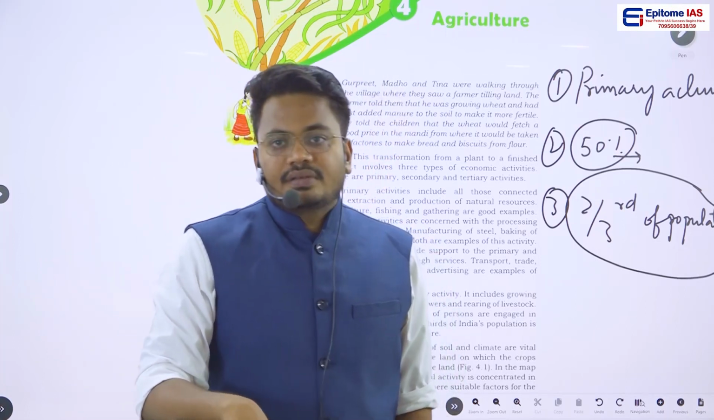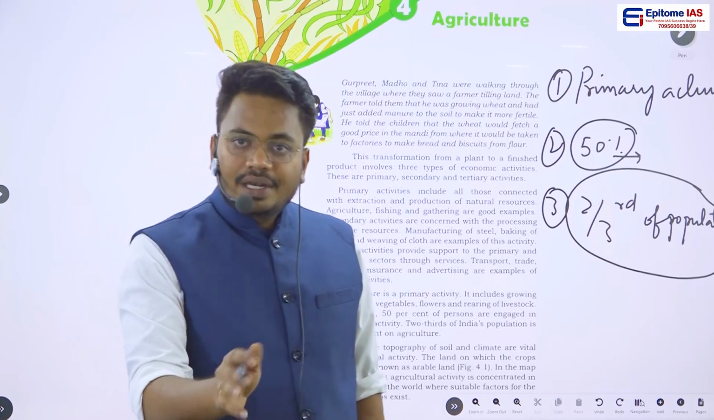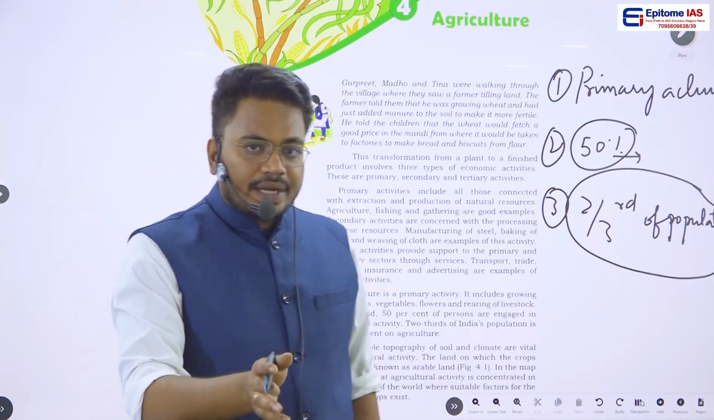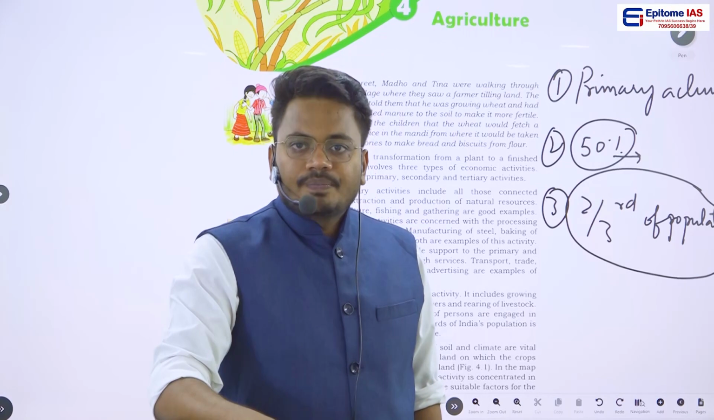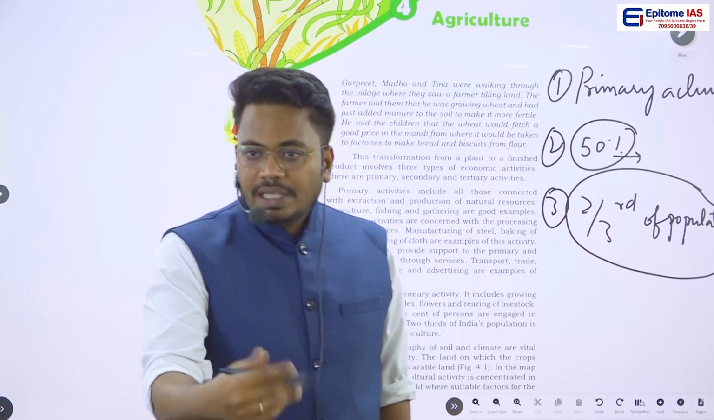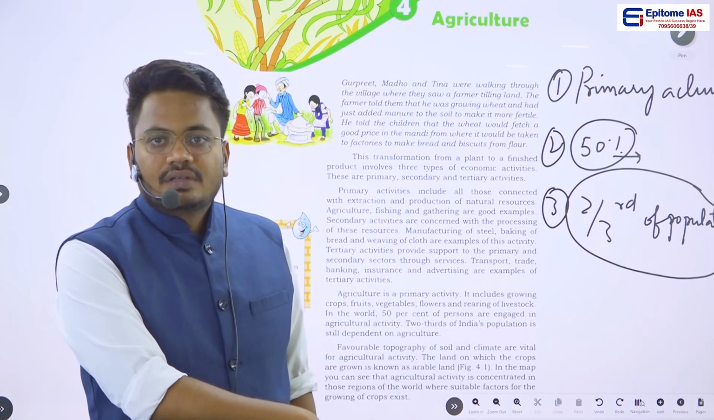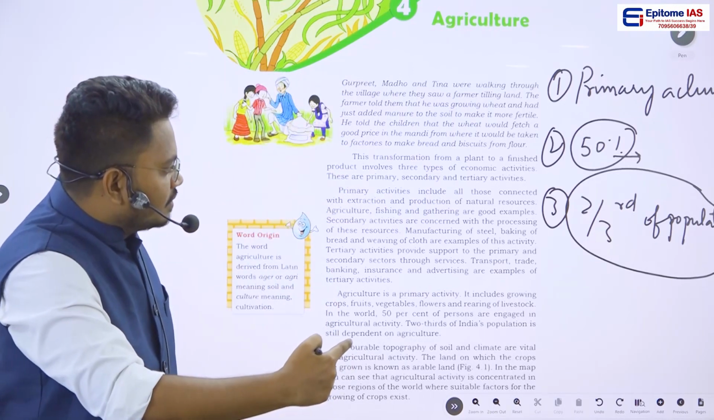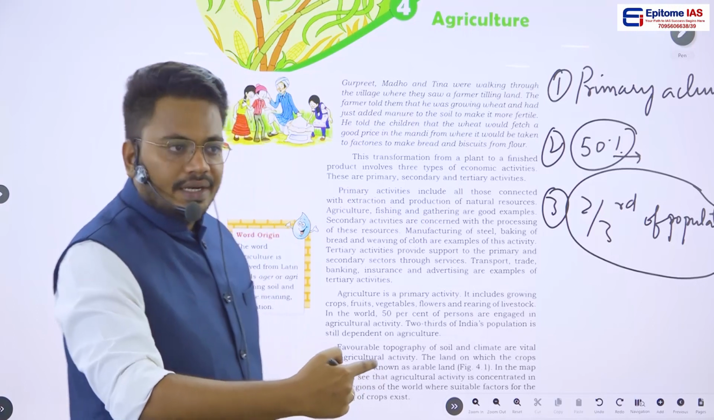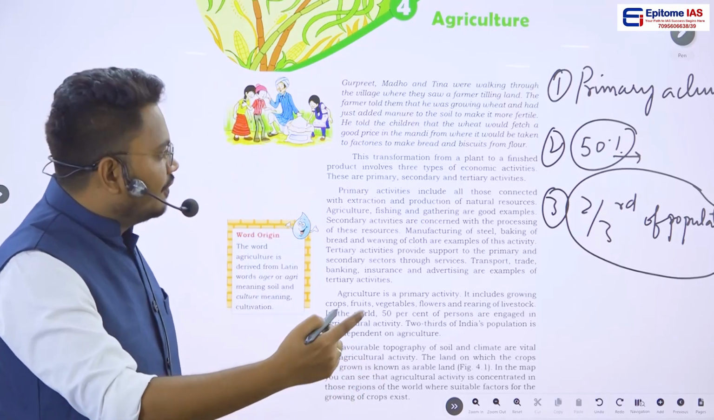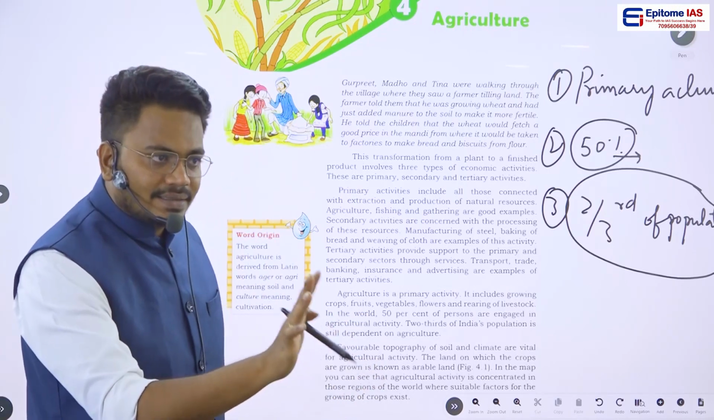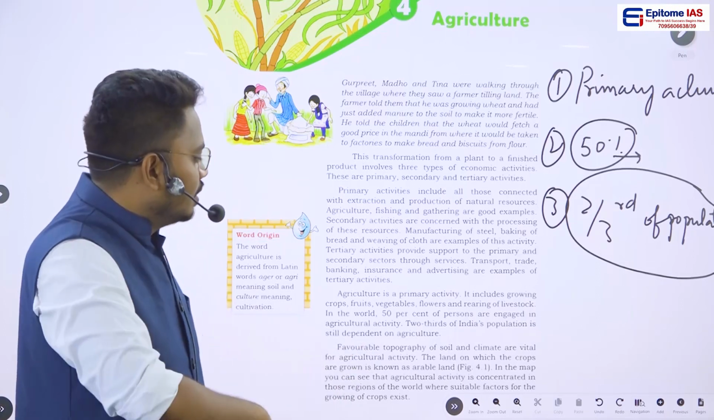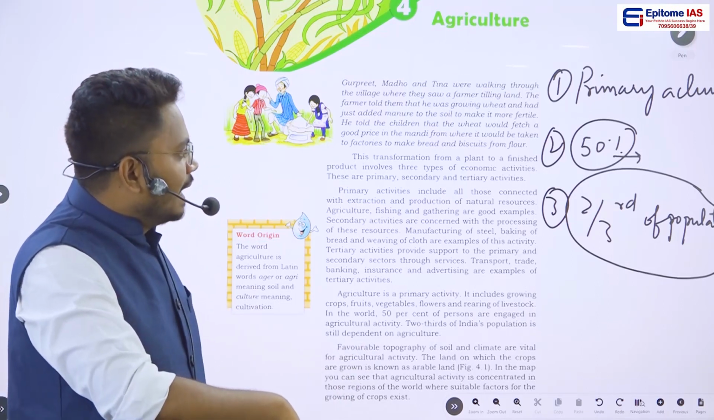Here the point is, primary sector doesn't mean only agriculture. You can count cattle rearing, or you can count fishing, all these things. The point here is 2/3 of the population is dependent on agriculture, the primary activity, and 50% of the population in India is directly or indirectly employed in this particular primary activity.